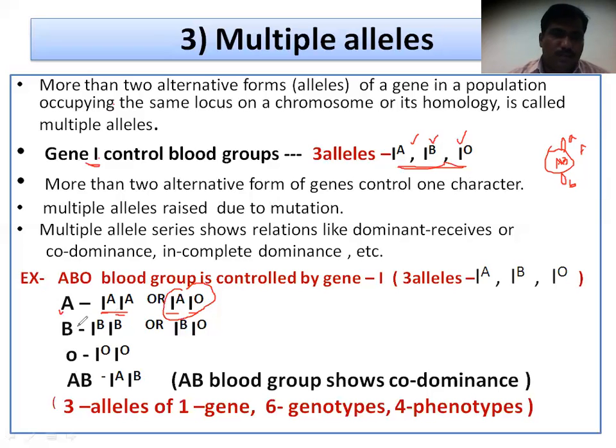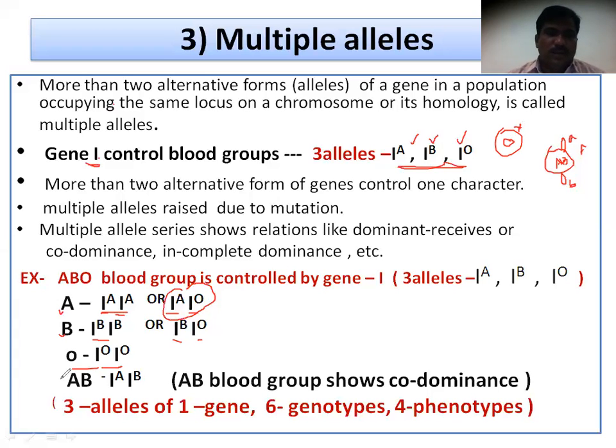Here, the B blood group is due to the alleles IB, IB or IB, IO. And O is due to IO, IO. In case of O blood group, surface antigens are absent. In the O blood group, they do not show the surface antigen.